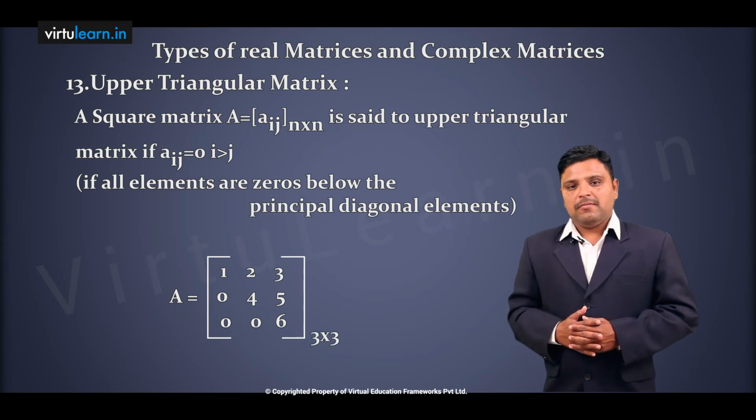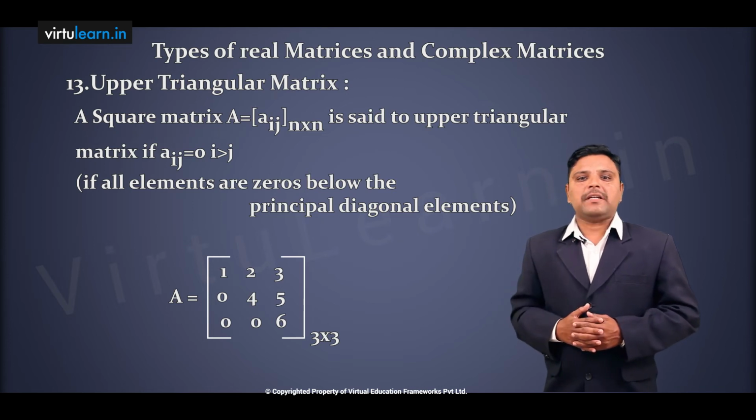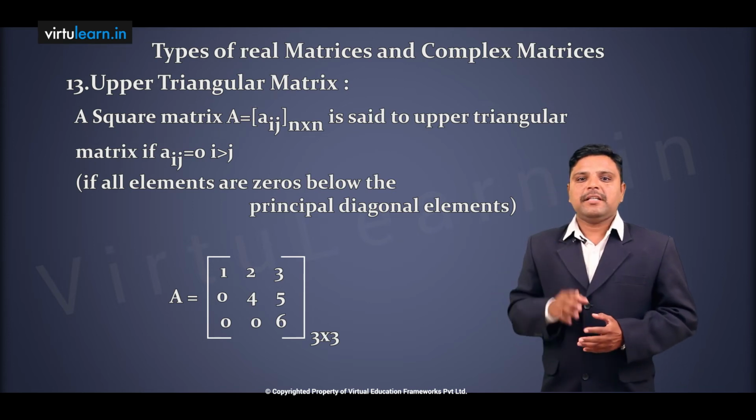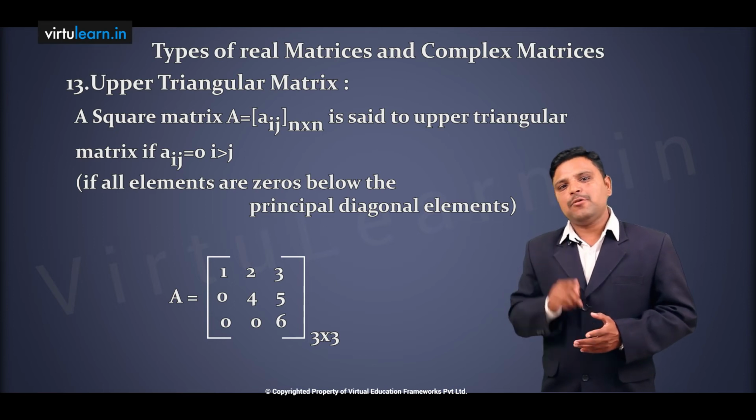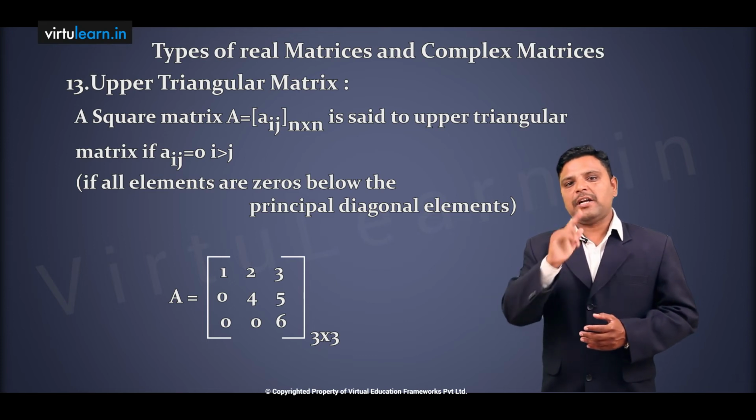Now observe this one. Where I got a 0 in place of A21, the second row, first column element. A21 means what is the i value? 2. What is the j value? 1. Means 2 is greater than 1. If 2 is greater than 1, you have to write that element as 0.